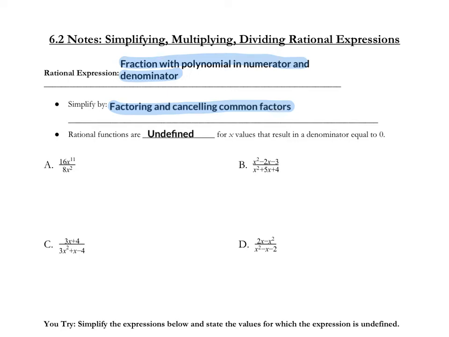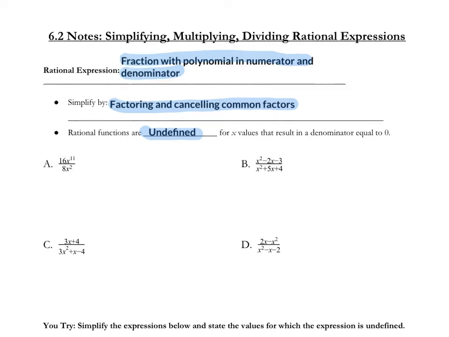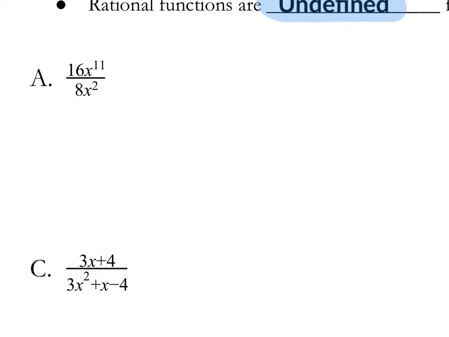The other thing we need to pay attention to is that rational functions are undefined for x values that result in a denominator equal to 0. The basic rule that we're talking about there is we must not ever divide by 0. So let's look at a couple examples together here.